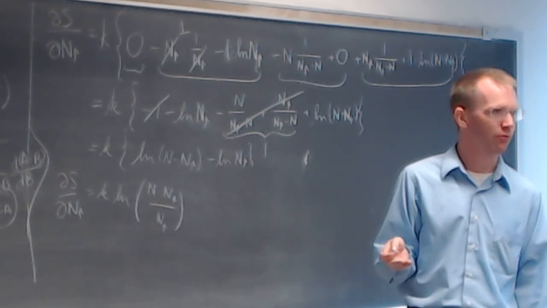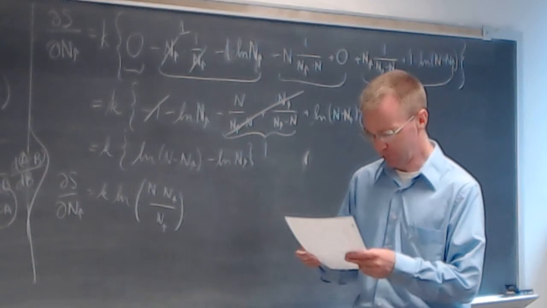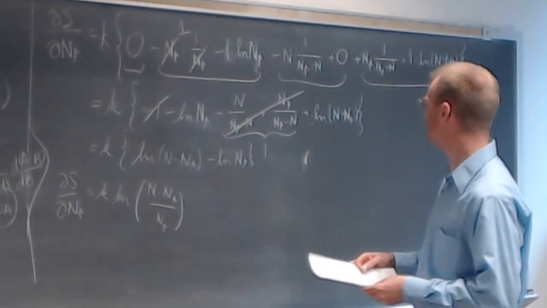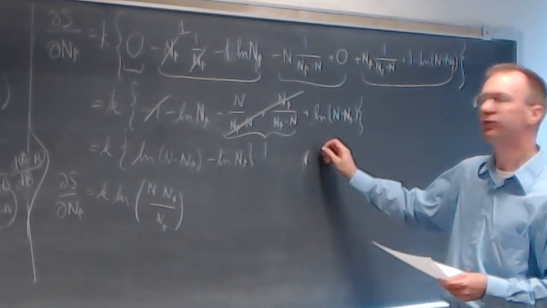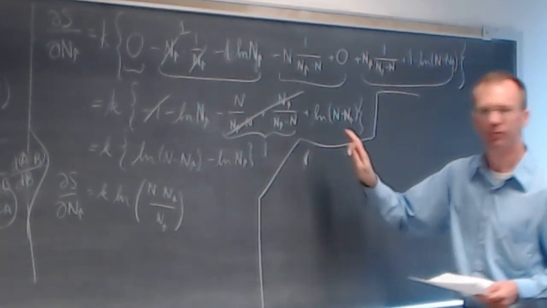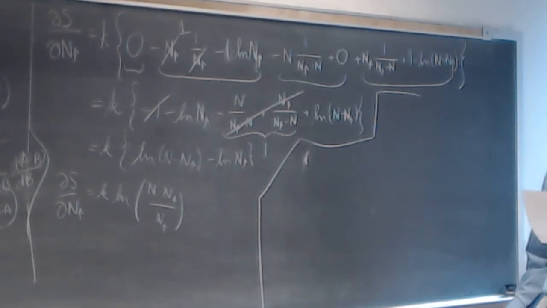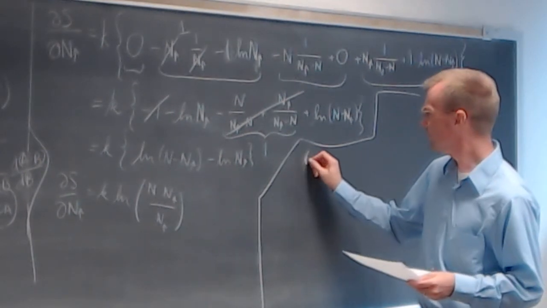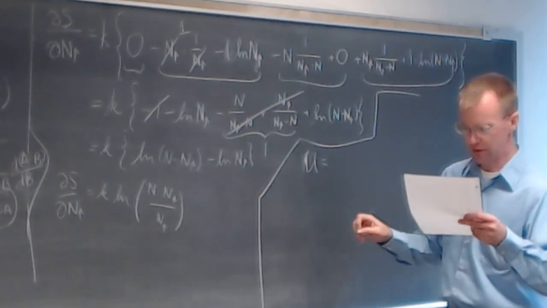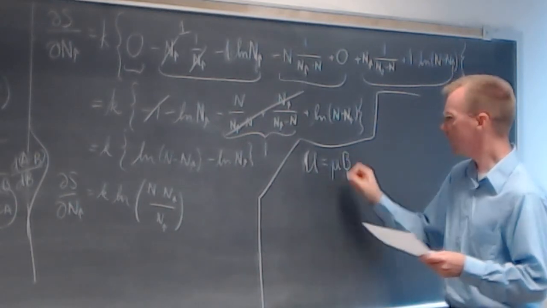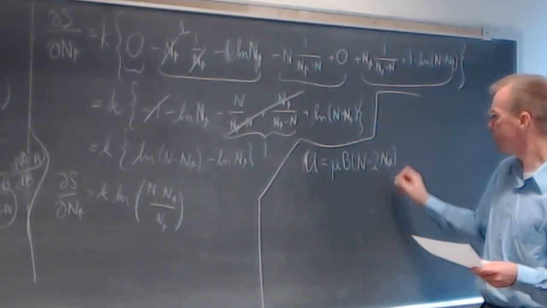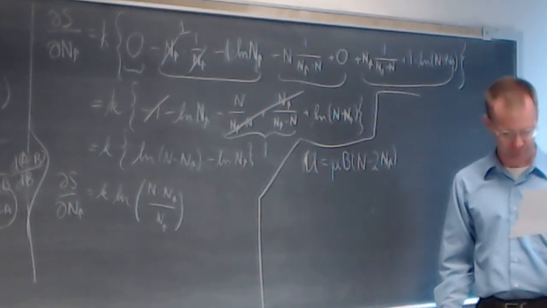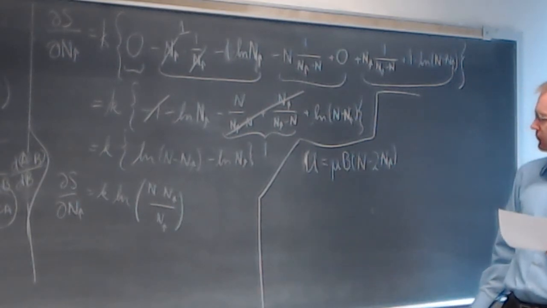Well, one is actually kind of straightforward, honestly. If we take a look, we remember that, let's see, I'm going to carve out a little section here. Since U equals mu B times 2n up, okay?